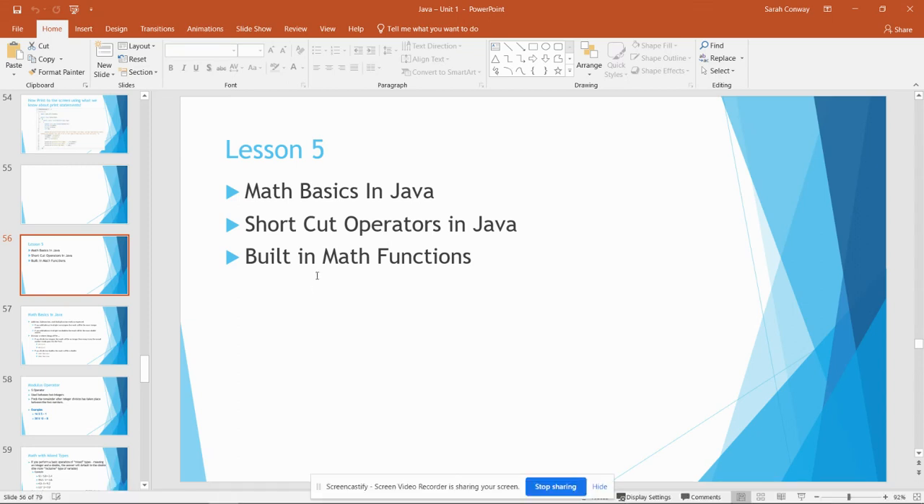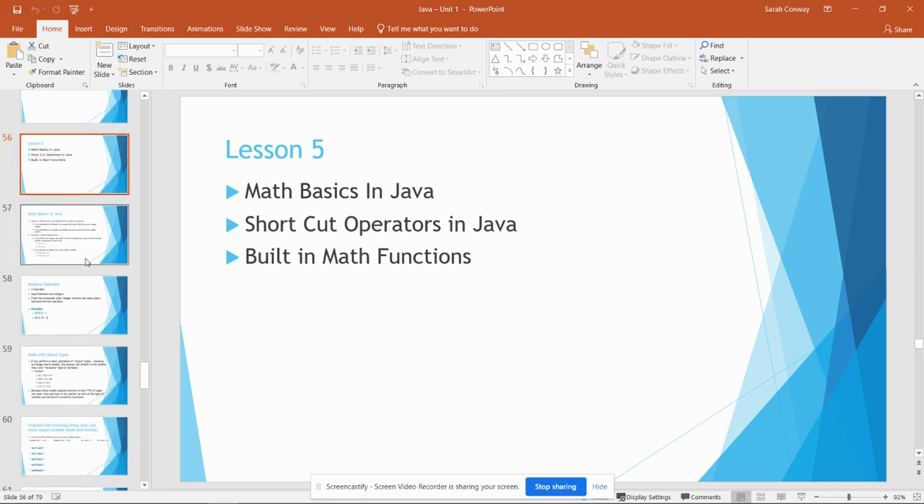In this video, we're going to be talking about some math basics in Java. We're also going to talk about some shortcut operators in Java that we can use. And then we're going to talk about the different built-in math functions.